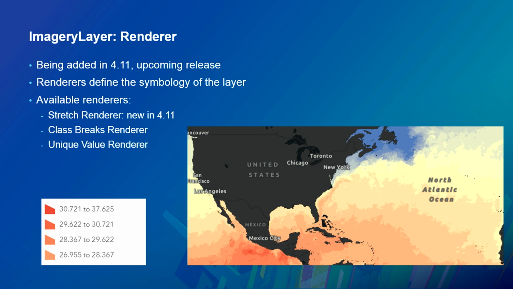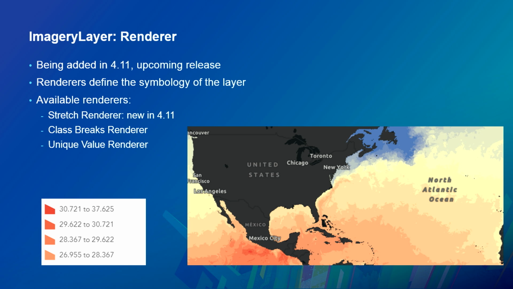So the stretch renderer is for images where we have very tightly grouped pixel values, and those need to be stretched across a spectrum to be able to better visualize that data. So a use case for that will be when we have a very dark image and we want to be able to stretch those values out to be able to better make out features in that layer.